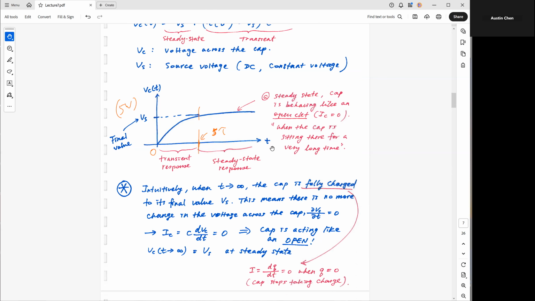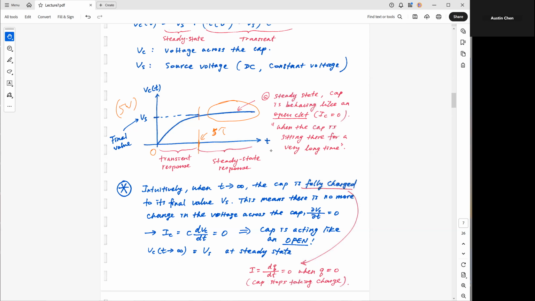There is one important concept I wanted to introduce here, and this is something that you will see and also use in the example later. The idea here is that at steady state, when the capacitor has been sitting there for a long time, the capacitor is going to behave like an open circuit.